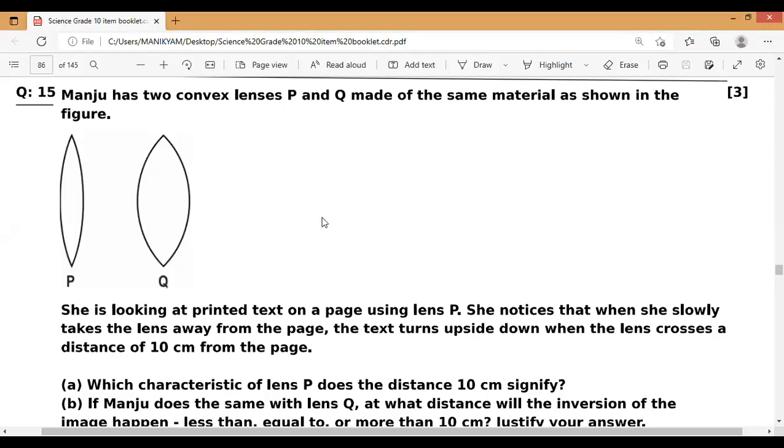Good morning, everybody. So now you can see here, question number 15. Manju has two convex lenses, P and Q, made of the same material as shown in the figure.